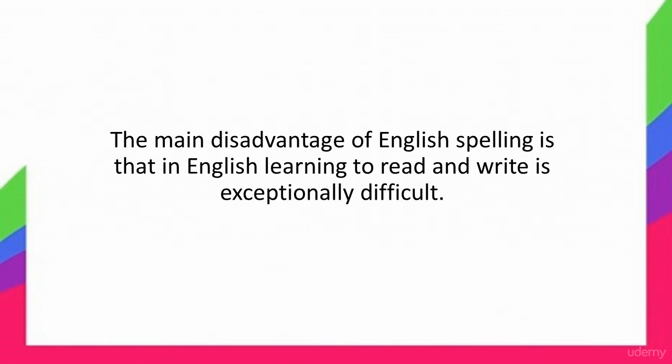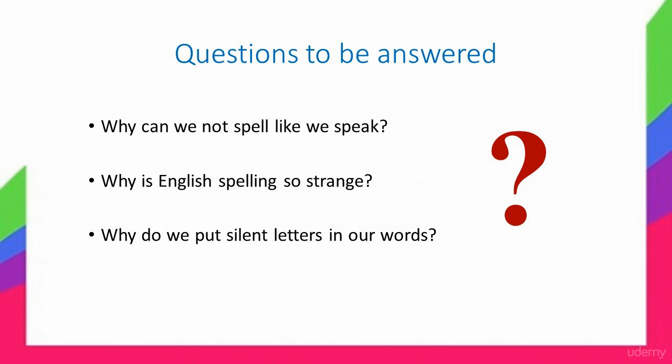The main disadvantage of English spelling is that in English, learning to read and write is exceptionally difficult, and with English, students need much more help than with other languages. You probably wonder why we can't spell like we speak. Why is English spelling so strange? Why are there silent letters in our words when we don't even pronounce them? Let's look at why English spelling is the way that it is.